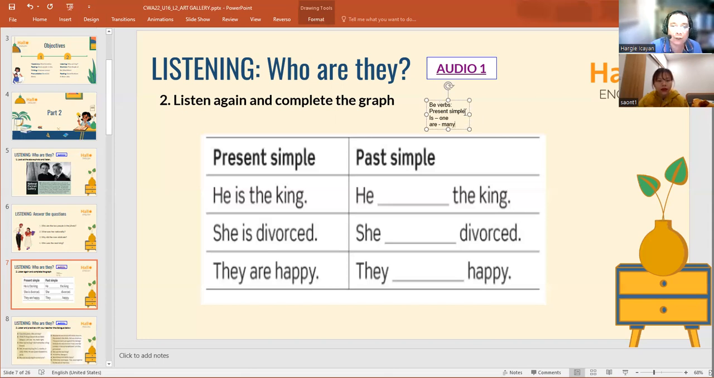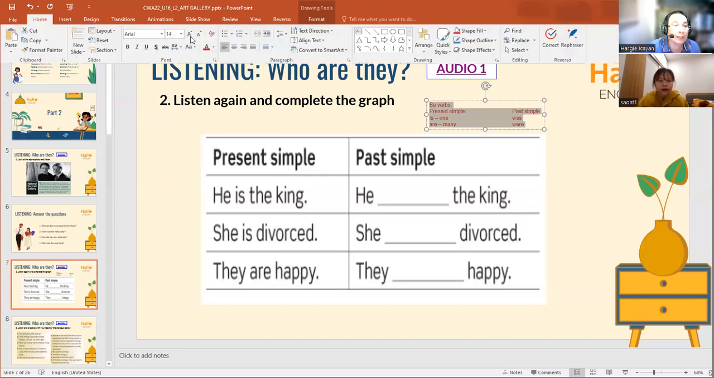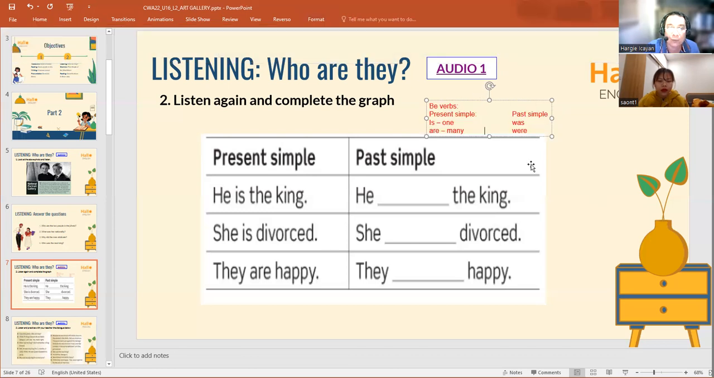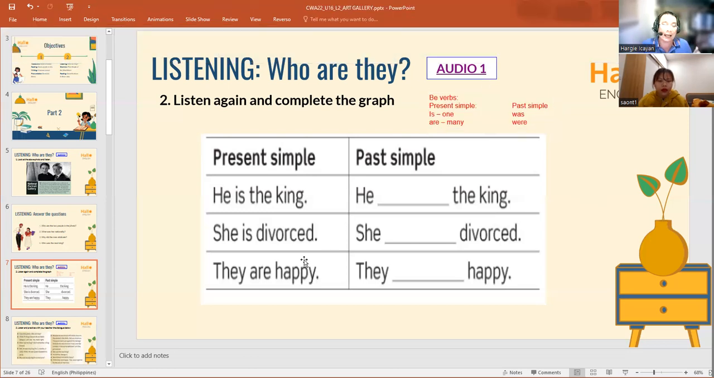And then if you're talking of the be verb in the past simple, if you're talking of only one, it's was. And then if it is many, it's were. Okay, so it's here. All right. Now let's try to answer this one. Now, in the present simple, the be verb is.